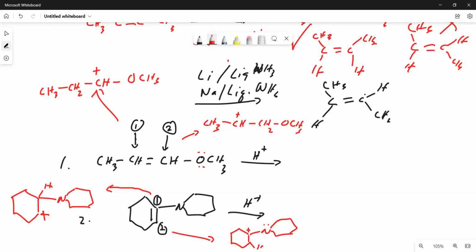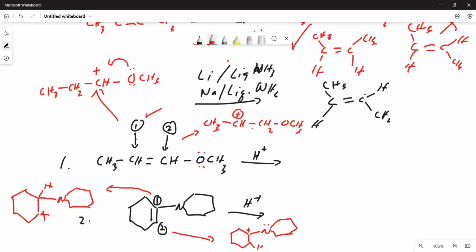It will be at carbon number what? Carbon number 1. Why carbon number 1? Because this carbonium will be stabilized by the neighboring lone pair. Okay? This carbonium here cannot be stabilized.